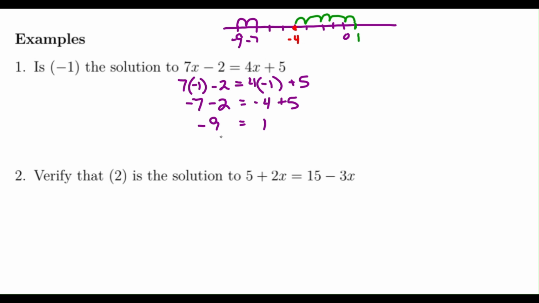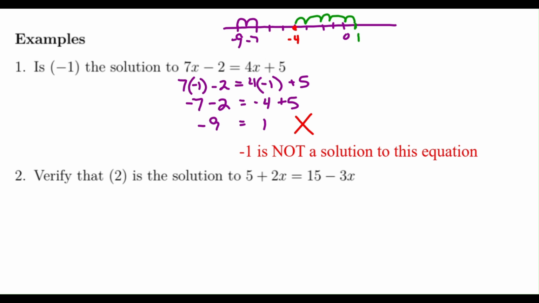Look at this. That's not true. That's no good. So what we would say is that negative 1 is not a solution to this equation. When we tried substituting negative 1 in to the equation, it does not balance, right? The left side, this definitely not a true statement. Negative 9 equals 1? No, it's not.